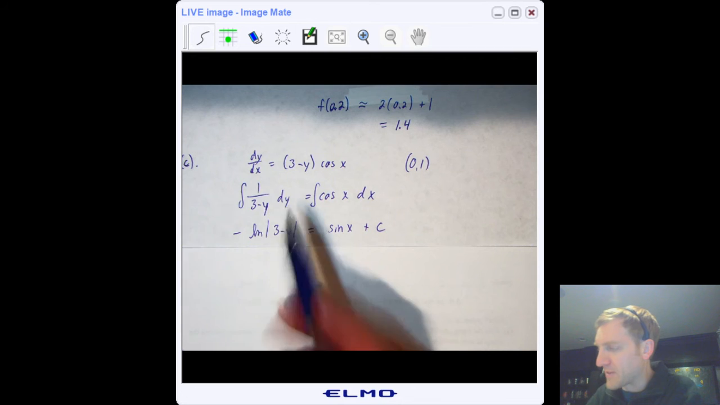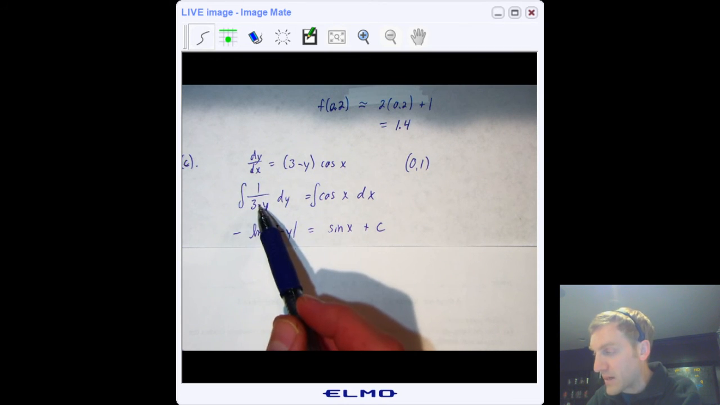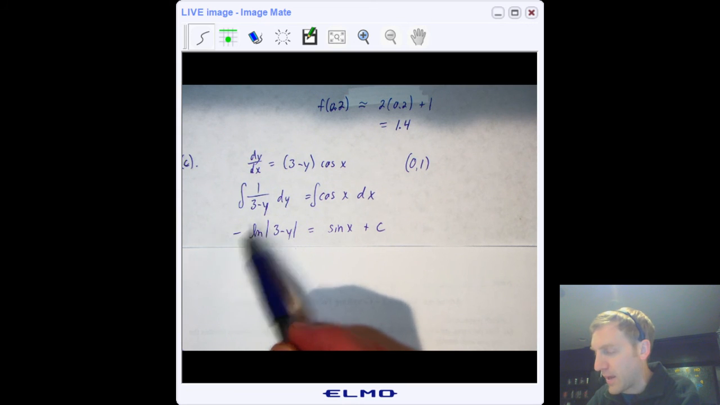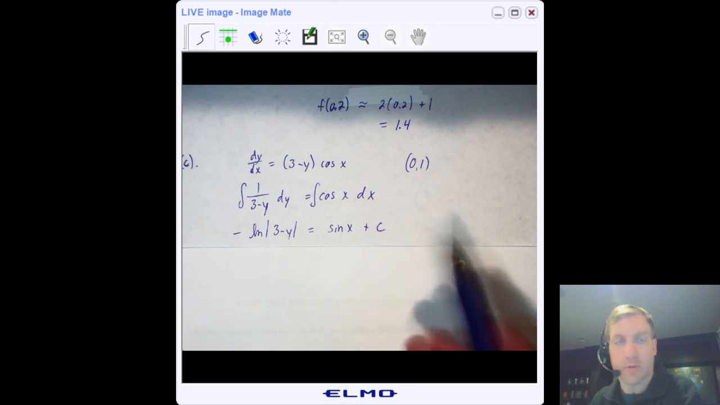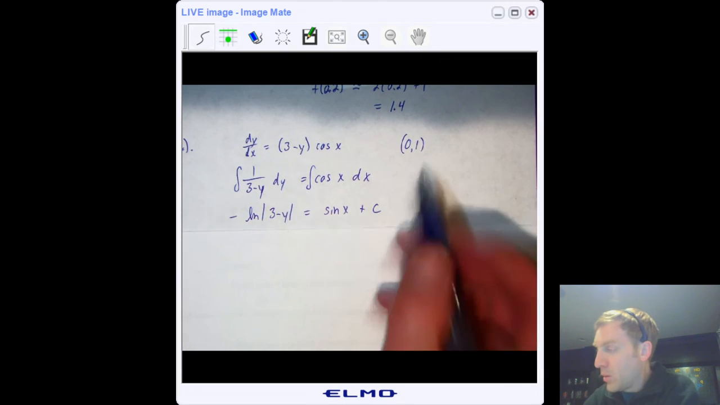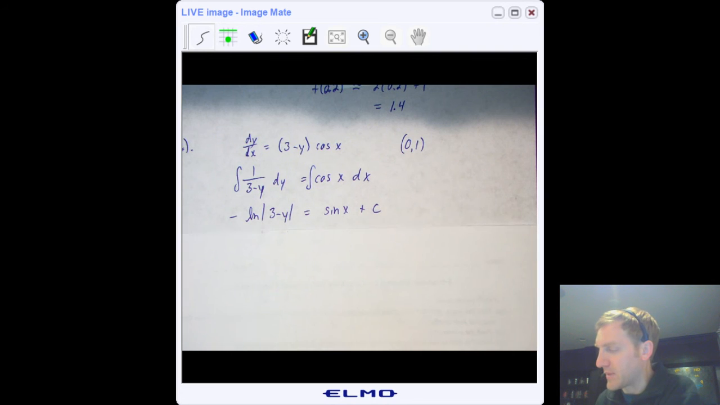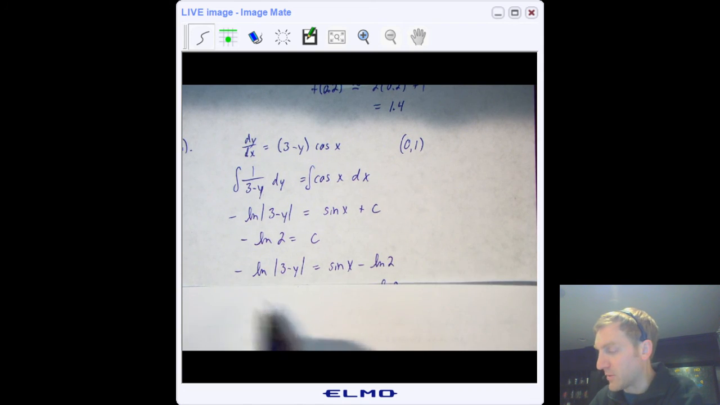All right. Left side becomes ln of absolute value 3 minus y, but don't forget, because of the minus y, you need a negative out in front. That's the left side. The right side, the antiderivative of cosine x is sine x, and then put your plus c. And then what do you do next? Plug in 0, 1 to solve for c. So we do that, and you get c is negative ln of 2. And then you plug that back in here. And then the last thing is your algebra to solve for y.